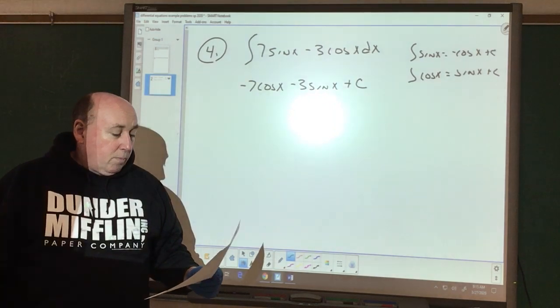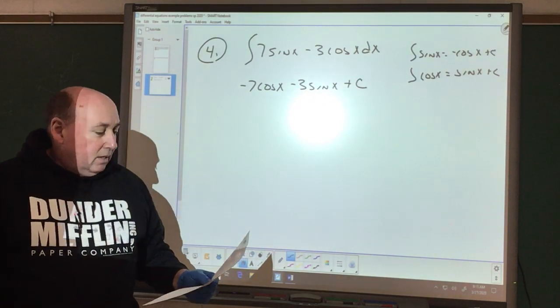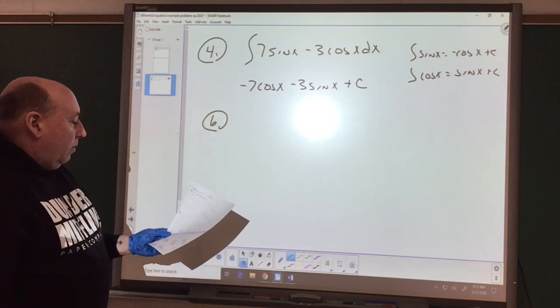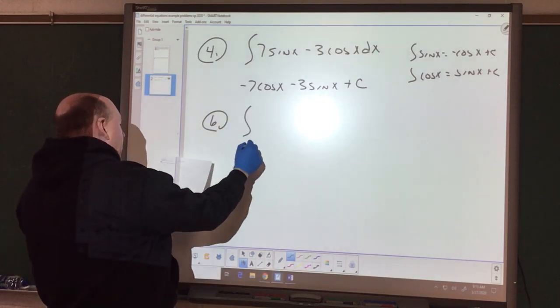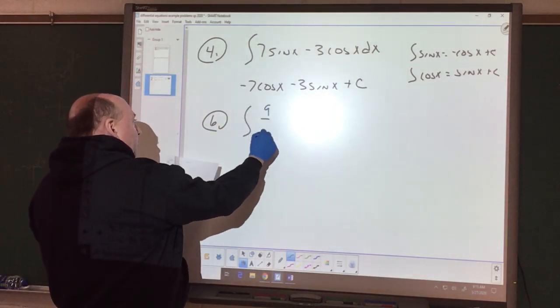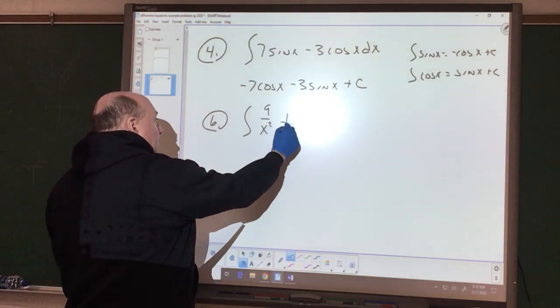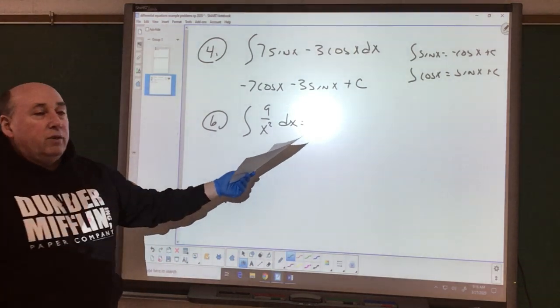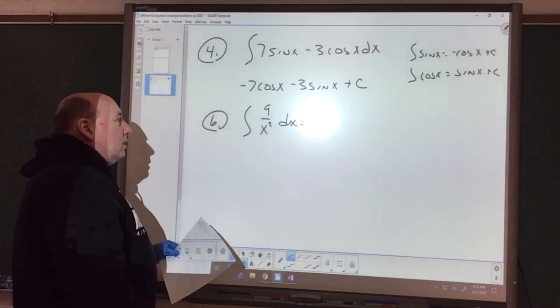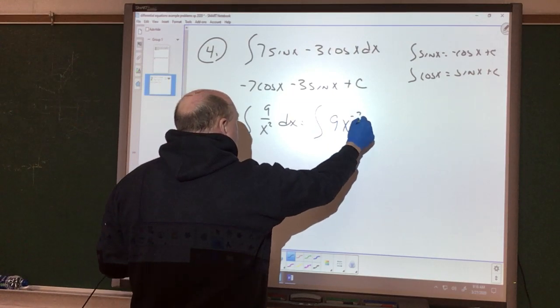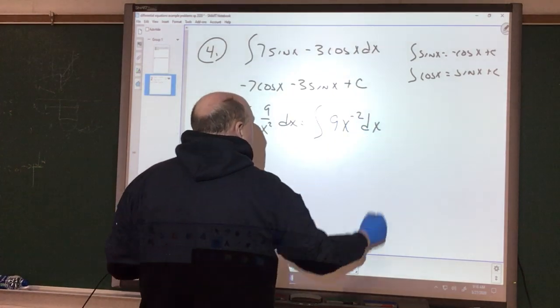If we take a look at problem number 6, we have the antiderivative of 9 over x squared dx. So we're going to transfer this into a form that we can deal with. So we have the antiderivative of 9x to the negative second dx.